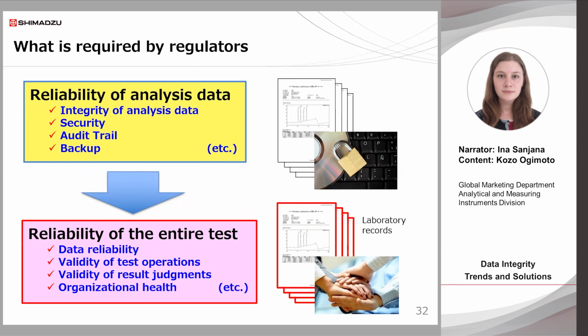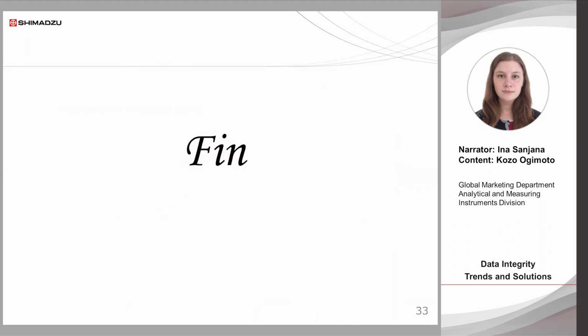We also need to ensure the reliability of the procedures and overall workflow. For example, we need to check the validity of operations carried out during tests, that is, whether the wrong operation was performed, whether it was intentional, and even if it was a mistake. The judgments of results and the soundness of the organization as a whole are also under scrutiny by regulators. In addition to verifying data reliability, data integrity is ensured by focusing on the reliability of work procedures as a whole. Thank you for your attention.